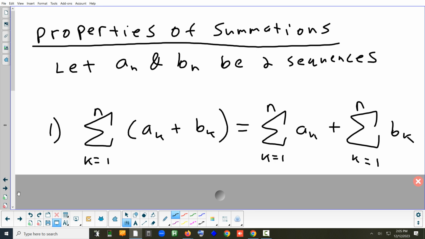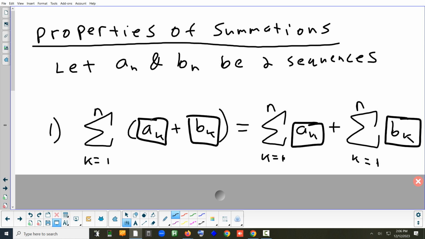So here's our first property. If you're adding together 2 sigmas, and they start at the same spot, they stop at the same spot. If they don't, then you can't do this. They have to start and stop at the same spot. And you want to combine them into one sigma, like the left side. Just take A sub k, which is the formula for the first sigma, take B sub k, which is the formula for the second sigma, and add the two formulas together. Basically combine like terms.